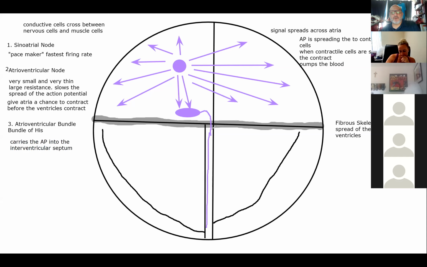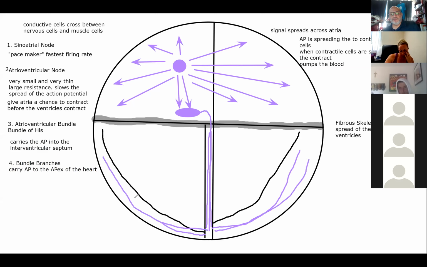And as it branches, it forms multiple branches, which, not surprisingly, are referred to as the bundle branches. Those bundle branches carry the action potential to the apex of the heart. And then from there, conductive cells carry that signal up the walls of the ventricle. And these cells that carry the signal up the walls of the ventricle are what are known as Purkinje fibers. Some of you may remember the Purkinje cells we studied in 430 in the nervous system.